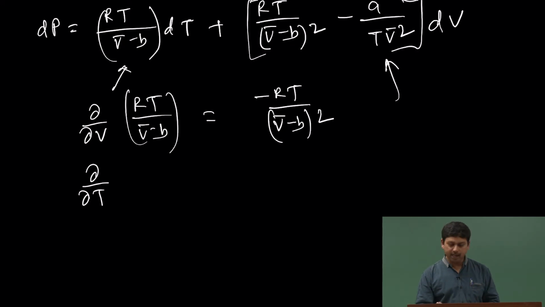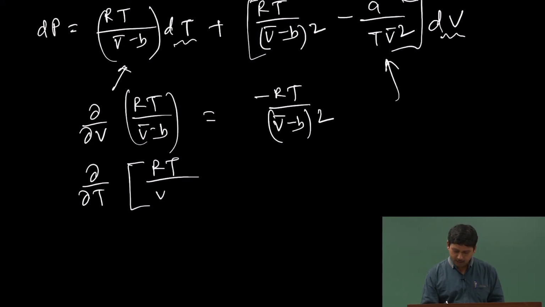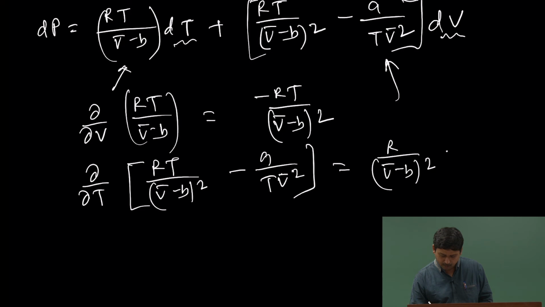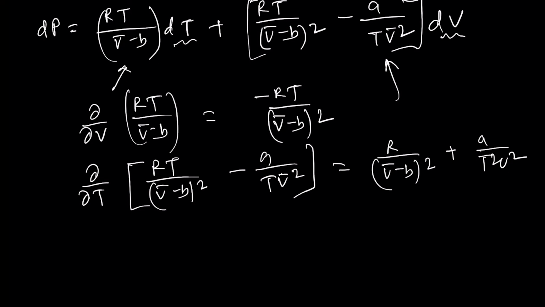You understand why I am doing that, right? Because since I have already V, I know that I have to do with respect to T. Since I have T, I know that I have to do with respect to V. It is like the two variable case only, right. So, now if I do the right hand side with respect to T, RT by V minus b square minus a by T V square, what am I going to get? I am going to get R by V minus b square, minus, plus, minus, minus, plus a by T square V square, correct. Now, you see these 1 and 2 are not the same.